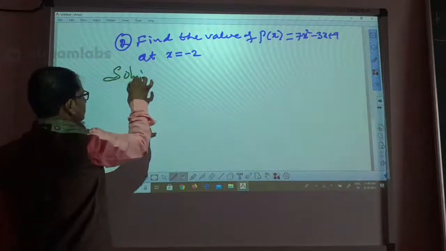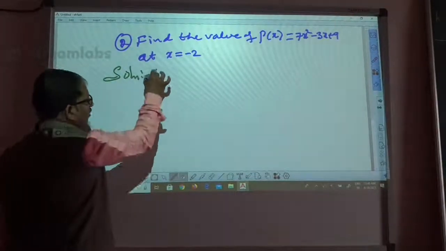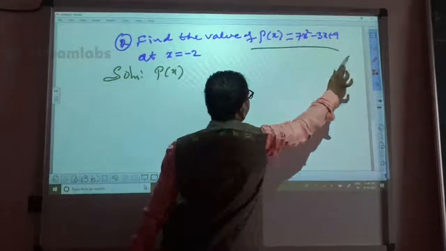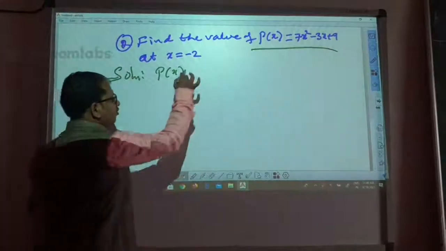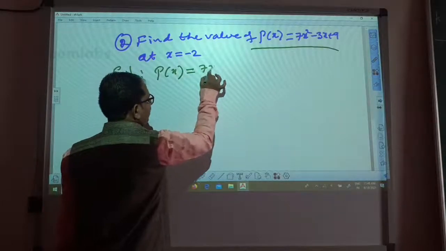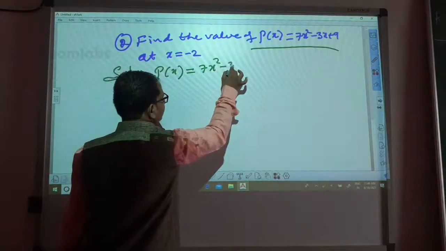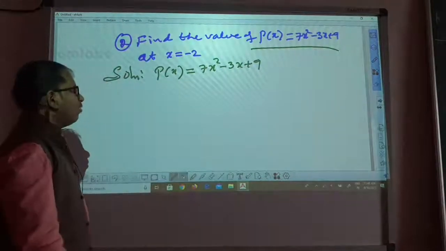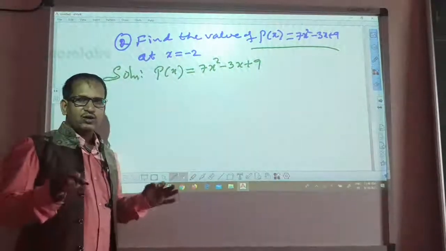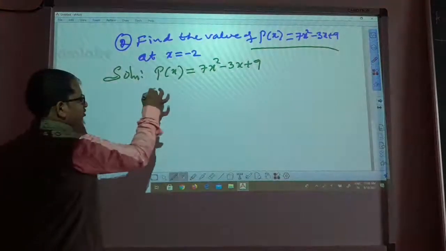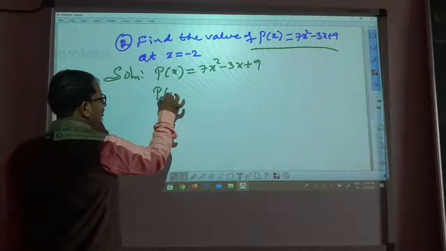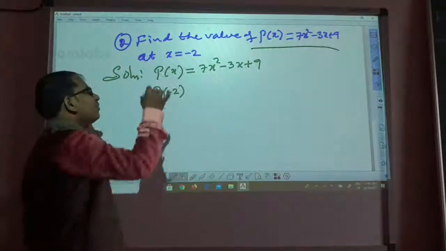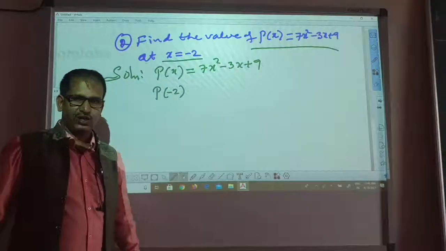Solution. Just write the polynomial. Which is the polynomial? P of x. This is the polynomial, right? So p of x is equal to 7x square minus 3x plus 9. What is the value of x here? The value of x is nothing but minus 2. So put the value of x, that is minus 2. Why did we take minus 2 only? Because they gave the value of x also.